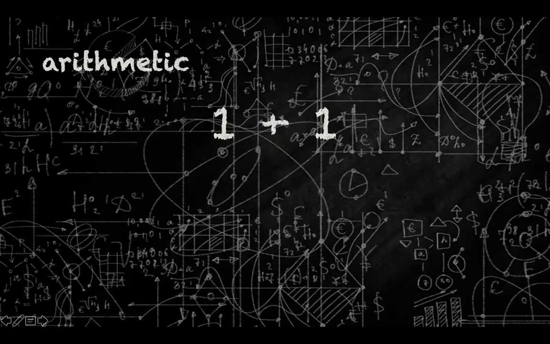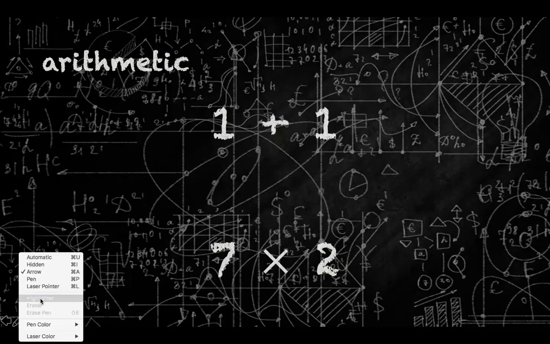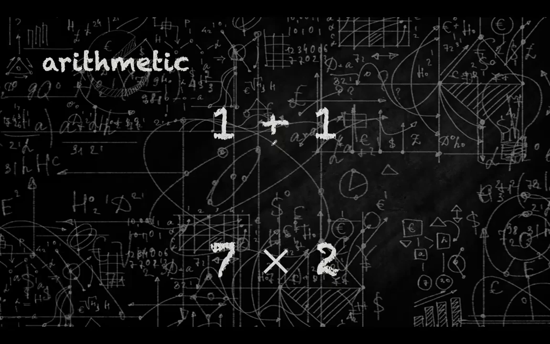Well, so arithmetic, we have these things, right? We have like 1 plus 1. We have 7 times 2. And these operations are called operators. And so then this whole thing, right, Lucy, would be an operation. Right?